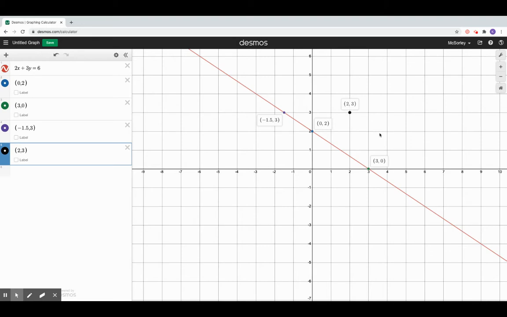And you're probably thinking that there are many, many different solutions. So any coordinate that would be on this line would be a solution to this linear equation. And there are an infinite number, an uncountable number of solutions to this linear equation. All right, let's move on and we're going to take some notes.